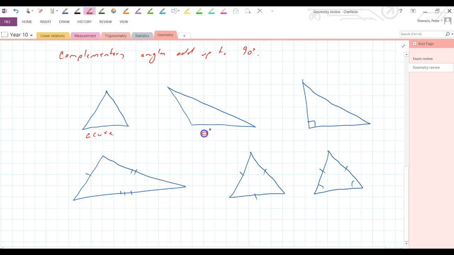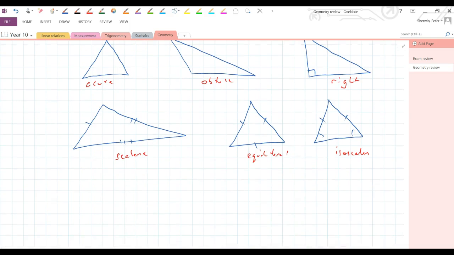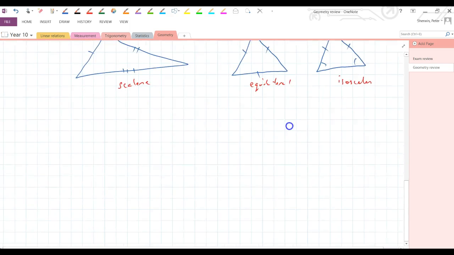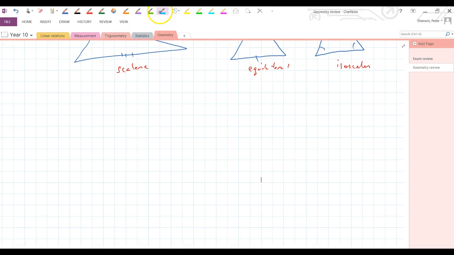So what do we call this? Acute, obtuse, right, scalene, what was this one? Equilateral, and isosceles. Okay, different types of triangles. All right, let's move on to quadrilaterals. Little heading here: quadrilaterals.